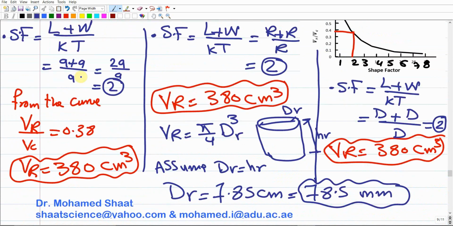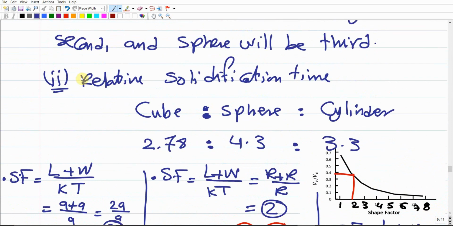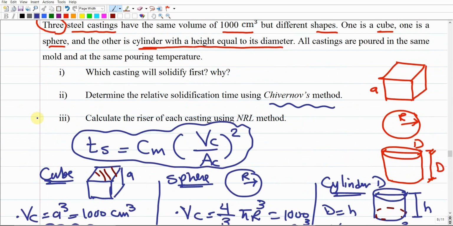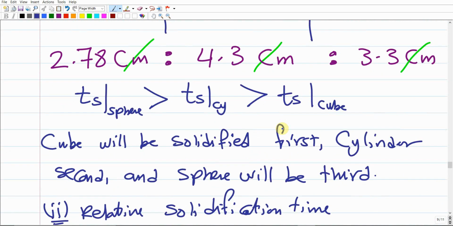So this also indicates there is a drawback in the Navarre Research method. The method that is applicable to any case, the most general method, is Chvorinov's rule, and that's why it is preferred over any other method. Make sense? So this is for this example. He required us to calculate the riser for each casting according to the Navarre Research Lab method. We got that all of them have the same riser, which is not accurate, and Chvorinov's method is preferred over the Navarre Research method for this example. Make sense?